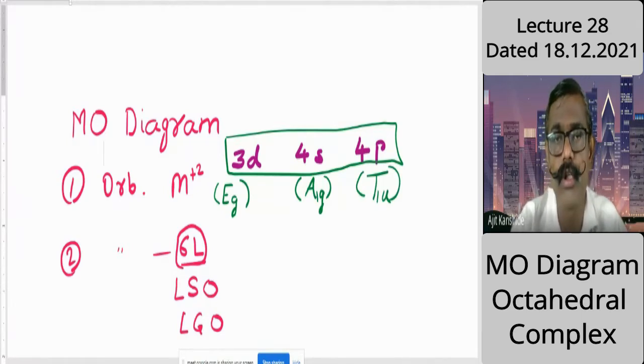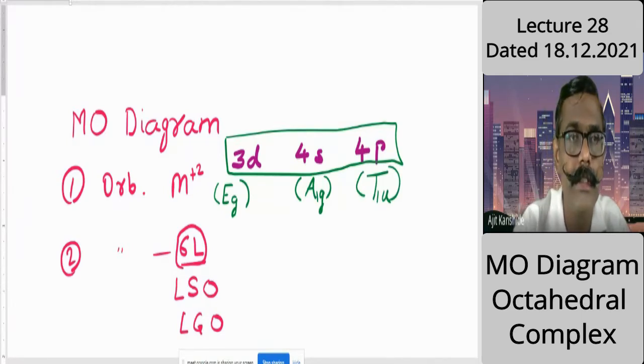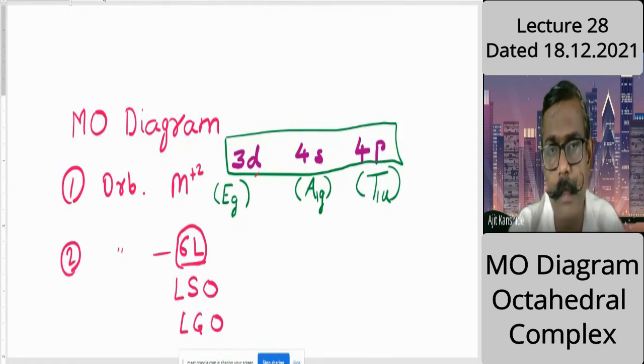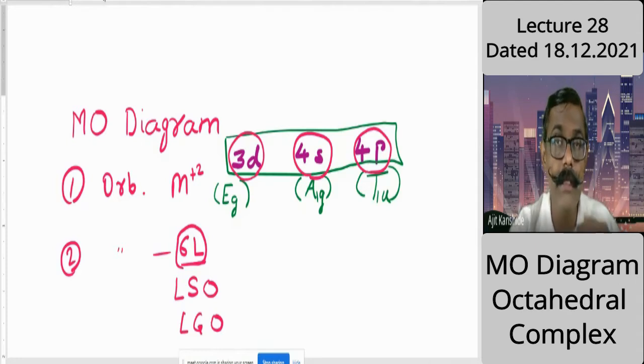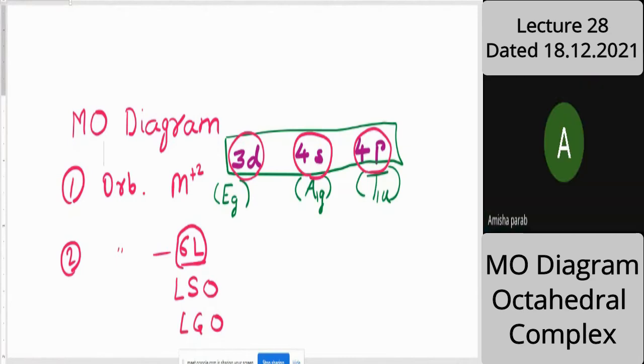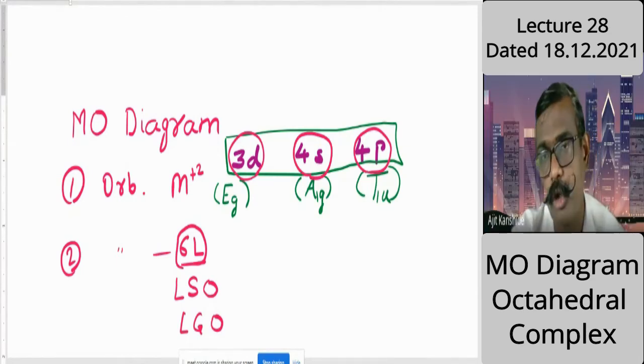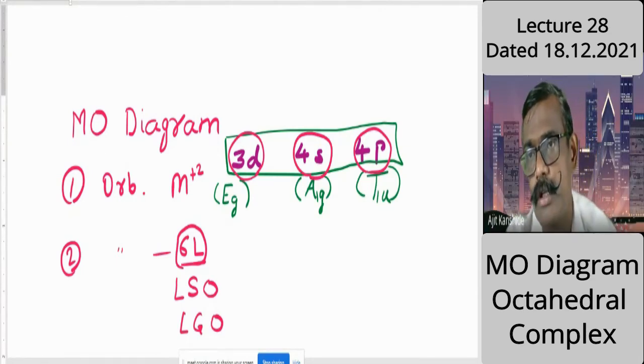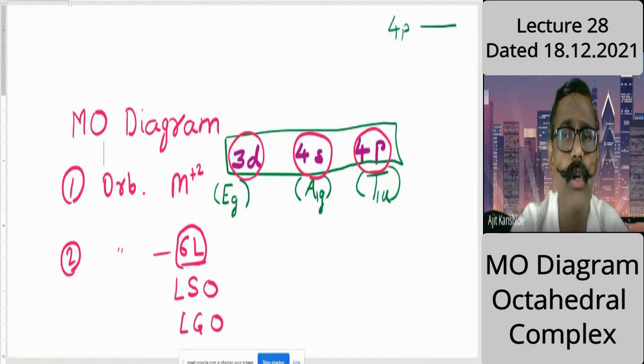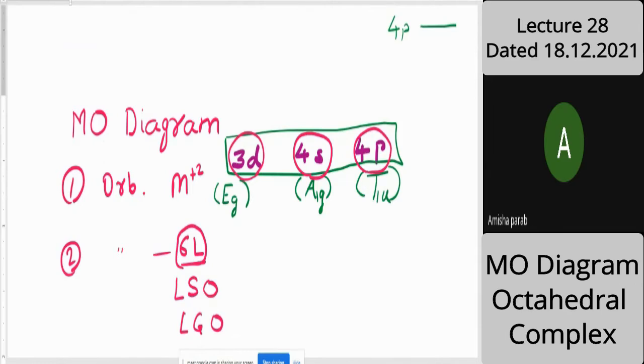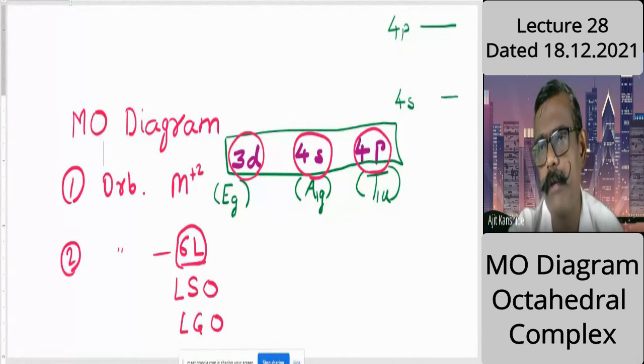I'm asking you a question. I have now these 3d orbitals, 4s orbitals and 4p orbitals. How can I arrange them in increasing order of energy? Whose energy will be highest? 4p. Yes, the 4p orbital energy is highest, so I represent the 4p orbital here. Below that, who will be there? 4s. Are you sure? Yes, it's right, 4s. Below that, who will be there?